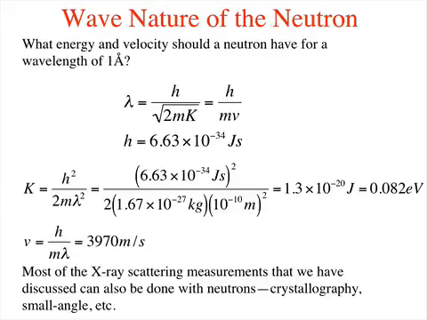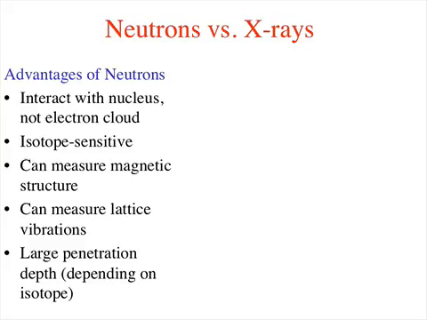Most of the X-ray scattering measurements that we've already talked about can also be done with neutrons. You can do crystallography, you can do small angle scattering, etc. There are, again, some relative advantages and disadvantages. Why might you want to use neutrons?